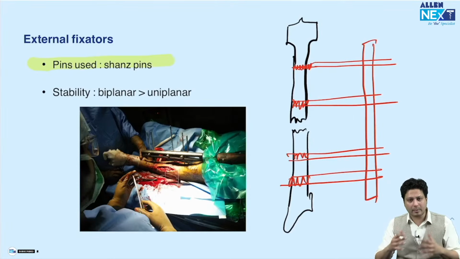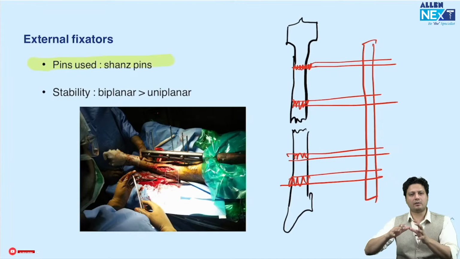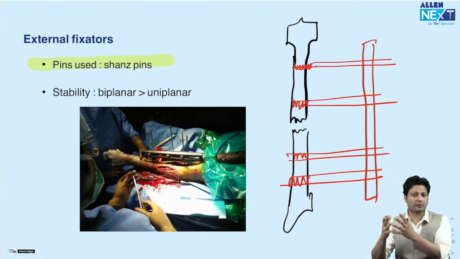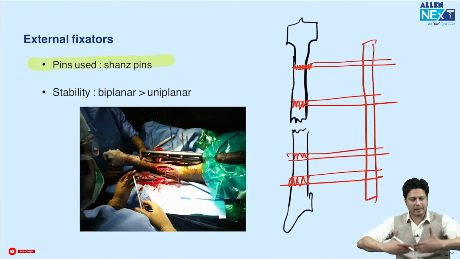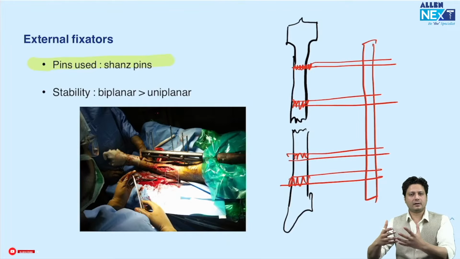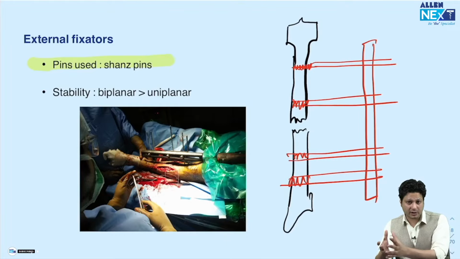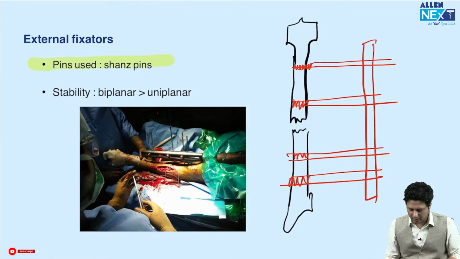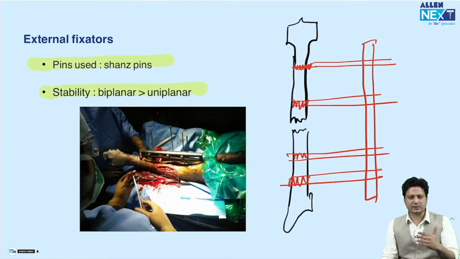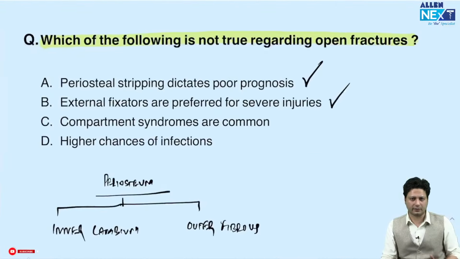Now, as far as stability is concerned, there are various planes in which this external fixator could be provided. Obviously, uniplanar means in one plane, biplanar means in two planes, all right. So biplanar fixation is going to have better stability compared to uniplanar fixation. So these are the things that could be kept in mind for your examination just in case, all right. So option 2 is also true.